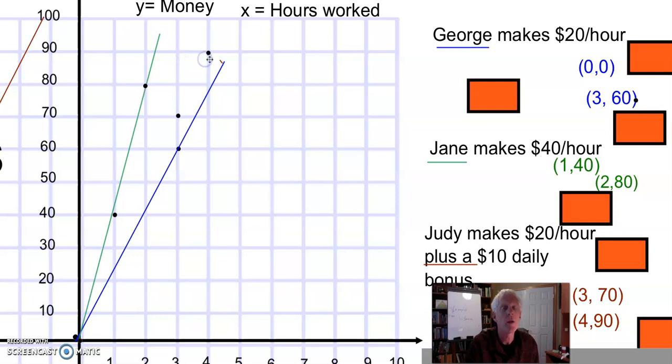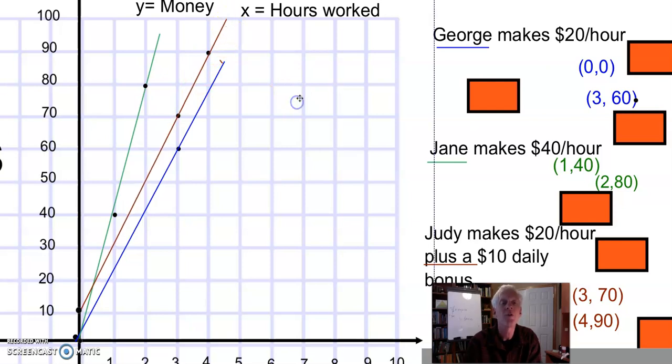And now I can put a line on there, and look at this line. This is a great line because you're going to see something really cool. She starts at 10. So instead of starting at 0, she doesn't work at all, and she gets $10 just for showing up without working any hours. So there's Judy's line. And if you look at this, we noticed something cool about it.